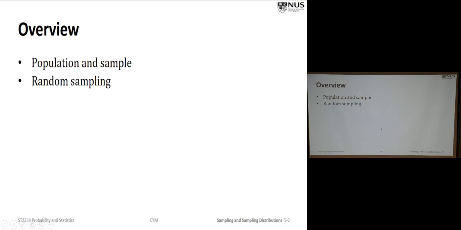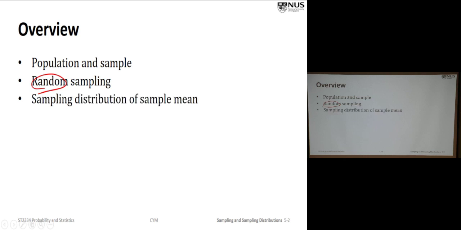Population is a collection of things. Sample is just a subset. And how to select this subset? There are many ways to do it, all right? But for statistics, we need a random sample. Then we take the sample, we study the sample, and try to draw inference about the population. I look at this one, but I want to get some idea about the population.